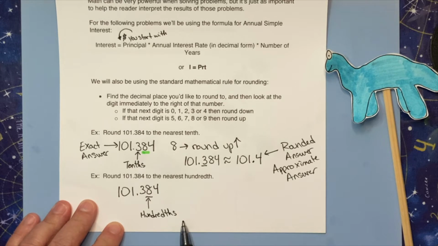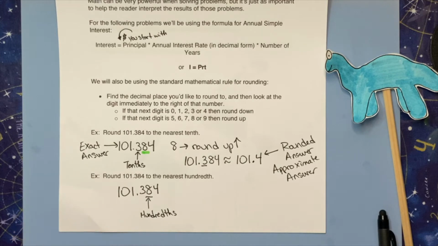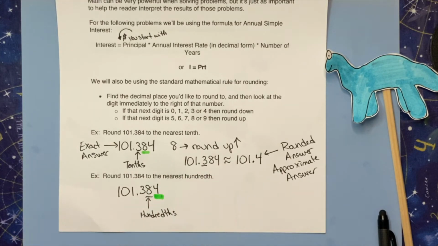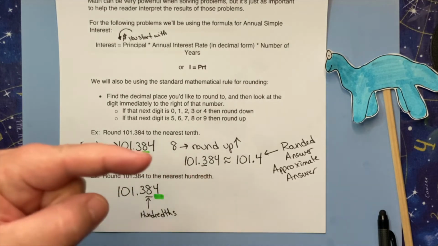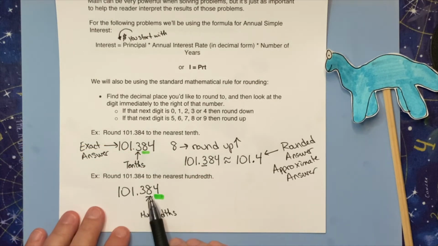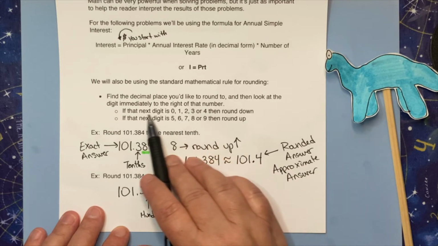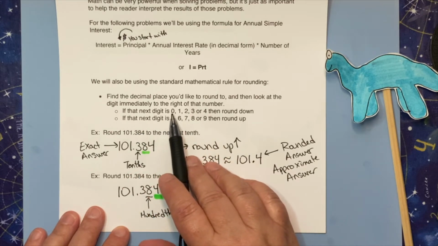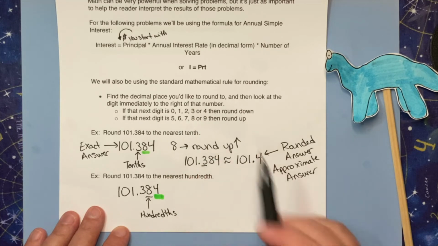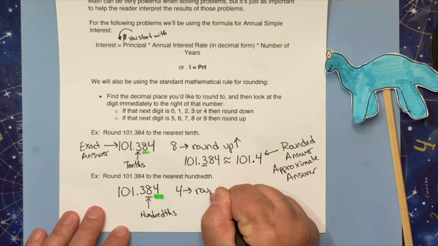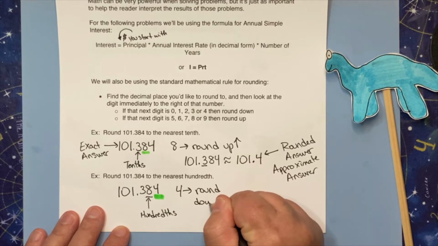Personally, I find this very hard to say without spitting hundredths, but it can be done. And so here, we're going to look to the 4 to decide how we're going to round. So we're going to go 1 to the right, and I look, it's 8, 4, and 4 is one of these. So if that next digit is 0, 1, 2, 3, or 4, then round down. So 4, we're going to round down.